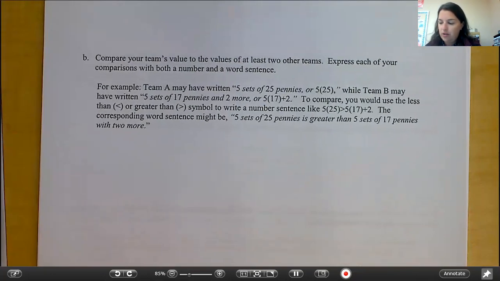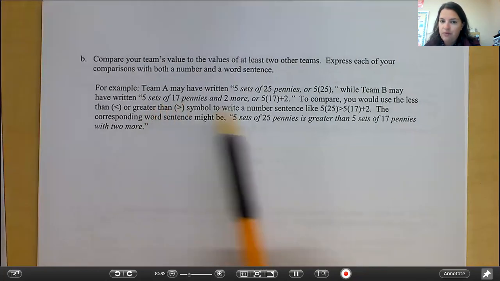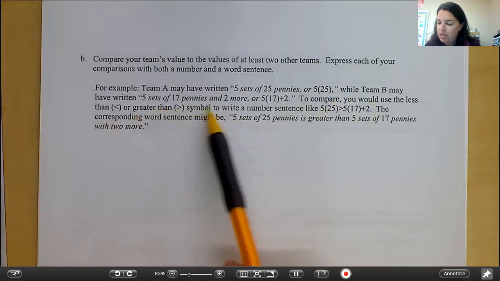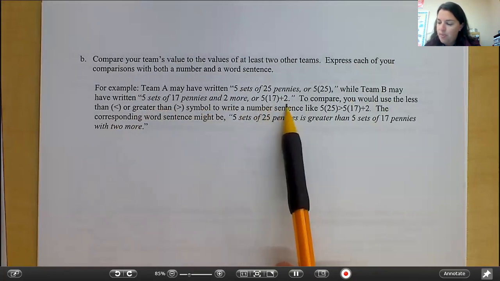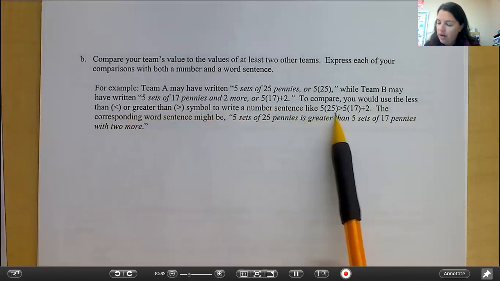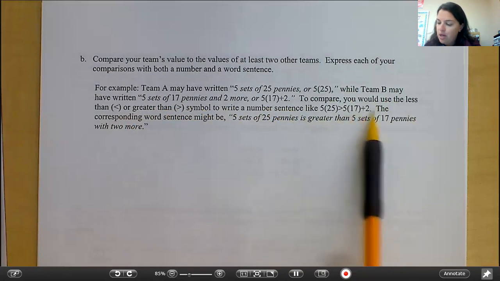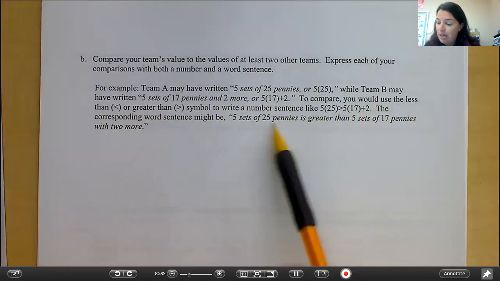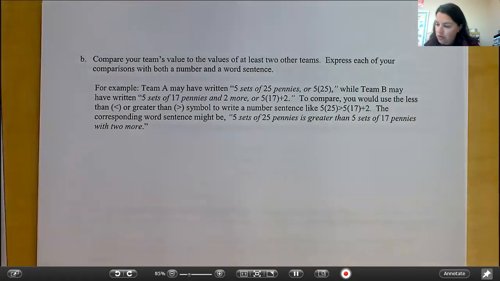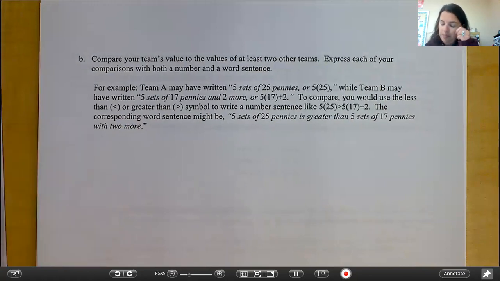152b says, compare your team's value to the values of at least two other teams. Express each of your comparisons with both a number and a word sentence. So for example, team A may have written 5 sets of 25 pennies or 5 times 25, while team B may have written 5 sets of 17 pennies and 2 more, or 5 times 17 plus 2. To compare, you would use the less than or greater than symbol to write a number sentence, like 5 times 25 is greater than 5 times 17 plus 2. The corresponding word sentence might be 5 sets of 25 pennies is greater than 5 sets of 17 pennies with 2 more. So you're going to represent each of your comparisons in both those ways, with numbers and with words.